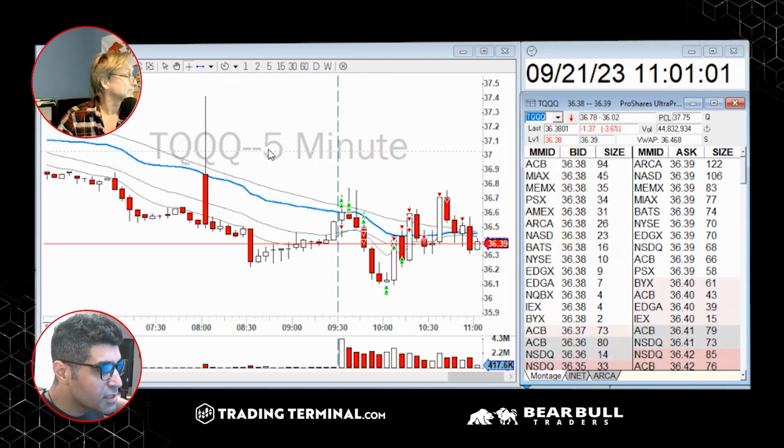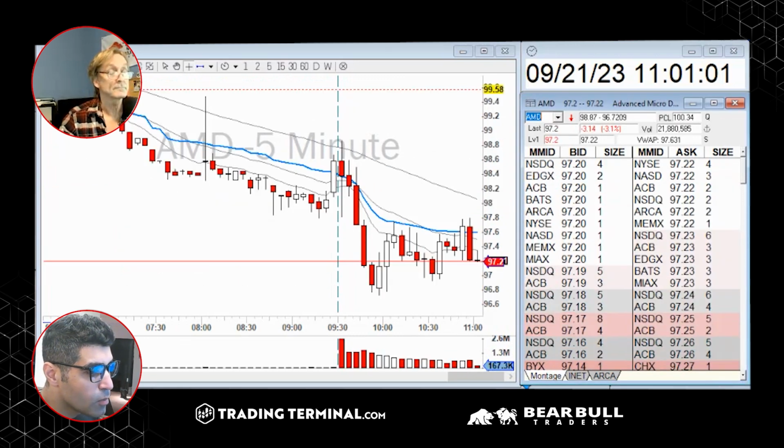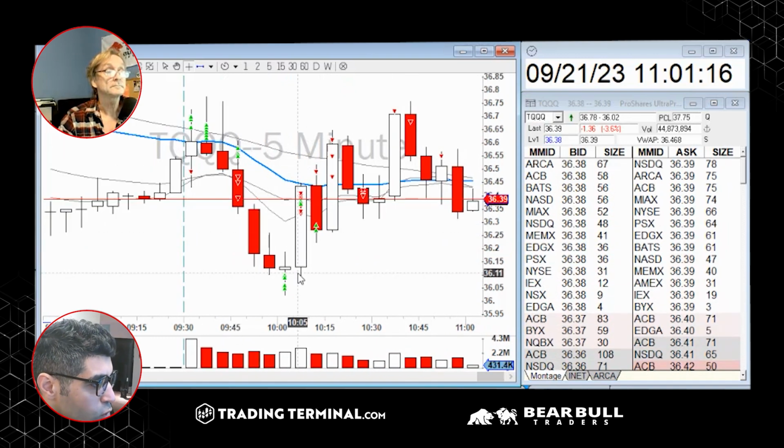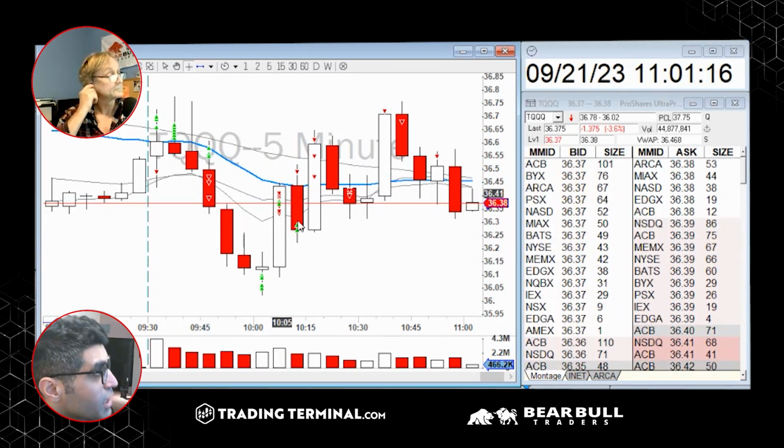One thing I want to mention on TQQ here, guys, is that when I added more, on a 5-minute chart, this is a very bullish candlestick.